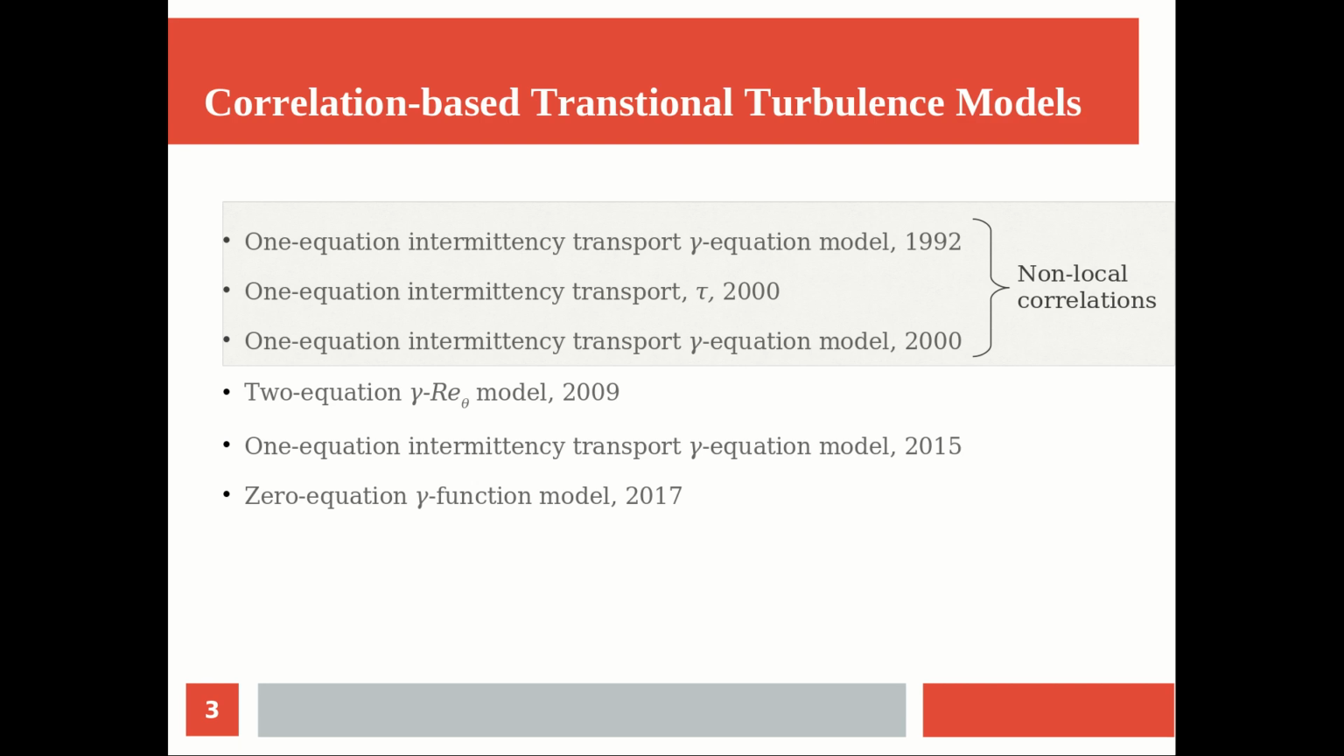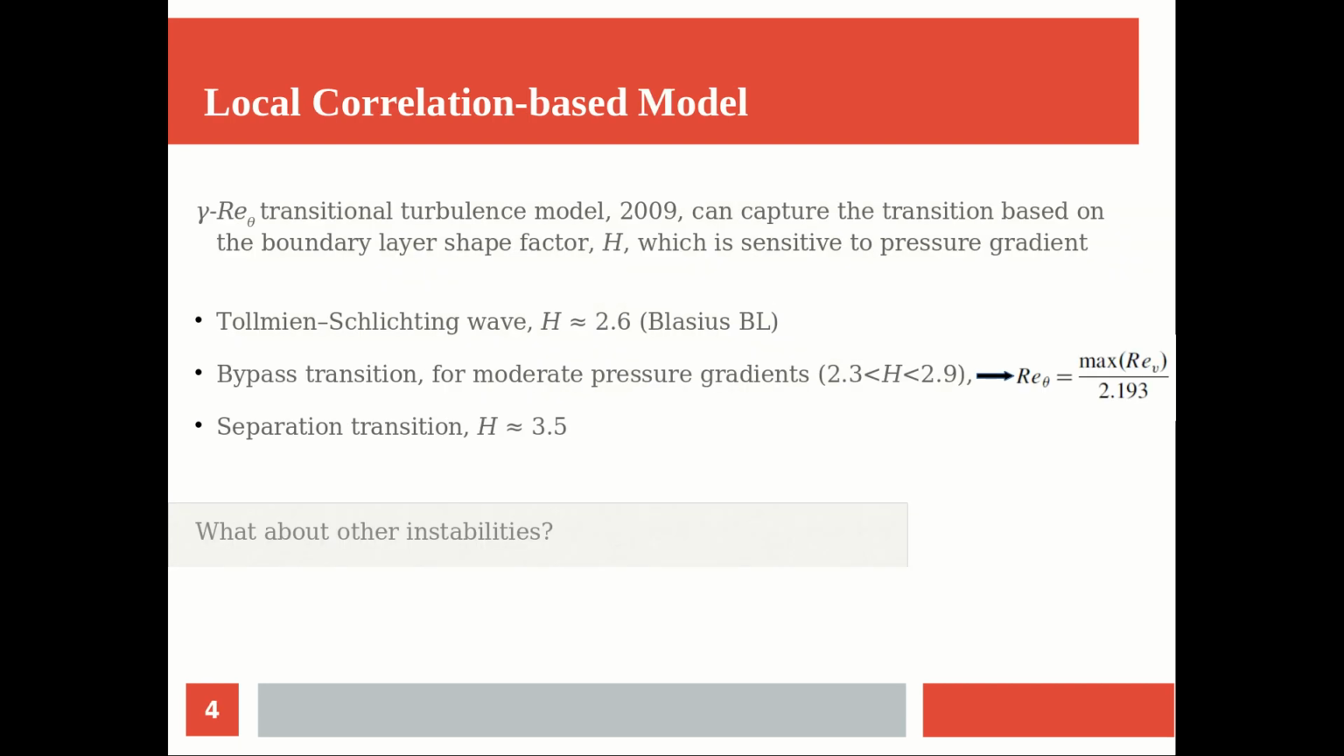After that, they decided to discard the Reynolds theta equation, so they proposed one equation, just the gamma equation coupled with SST K-omega. So you have to solve three equations in total. Afterward, in 2017, a zero-equation gamma function was proposed, coupled with Spalart-Allmaras. So in total you have to solve just one nu-tilde equation.